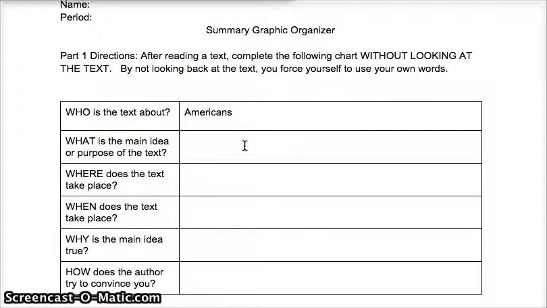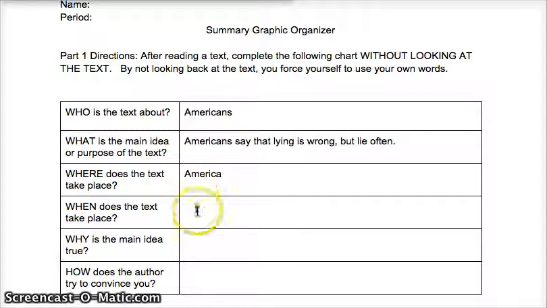The main idea or purpose of the text is that Americans say that lying is wrong, but lie often. Next, we want to answer, where does the text take place? It happens in America. When does the text take place?